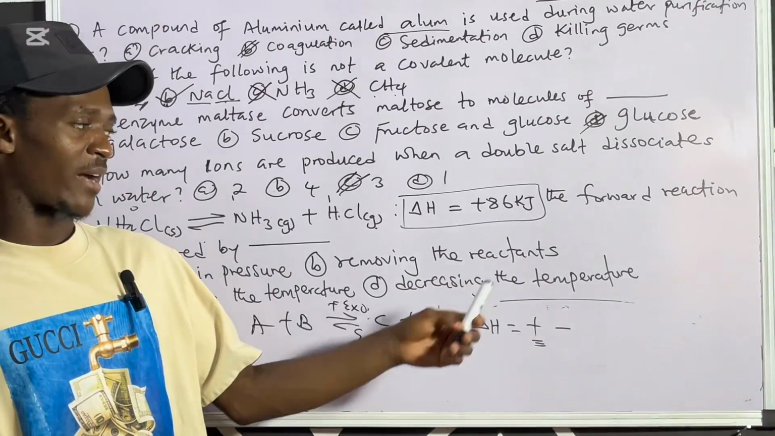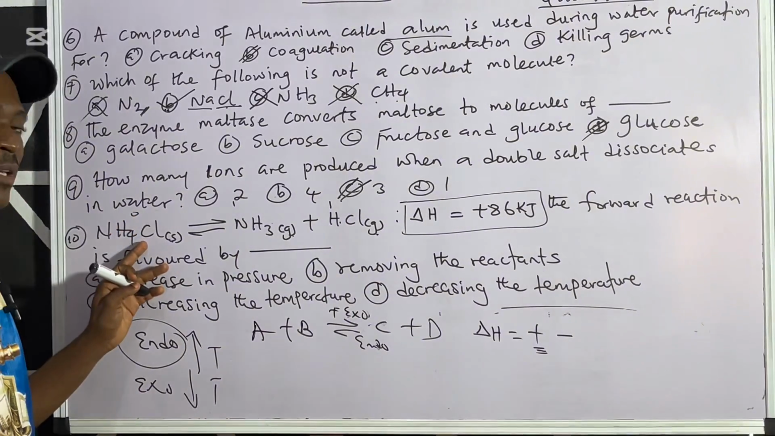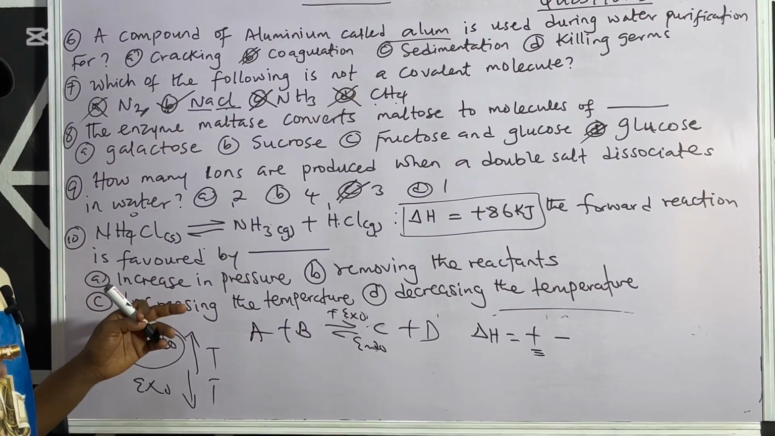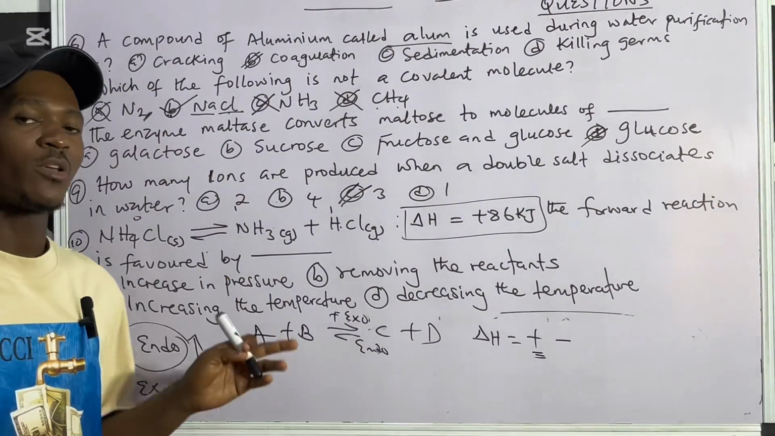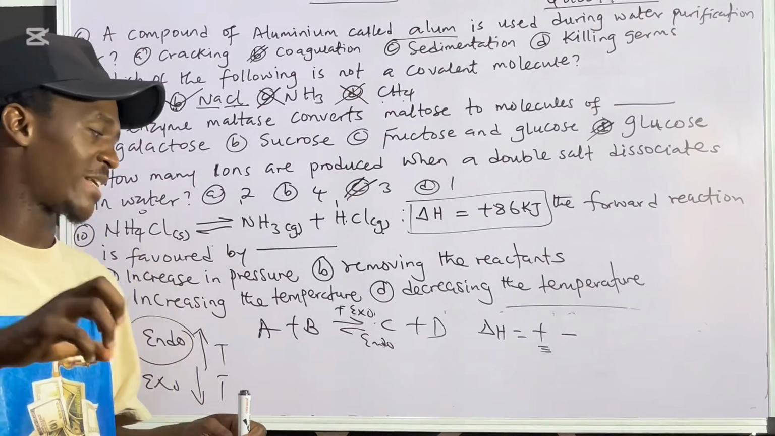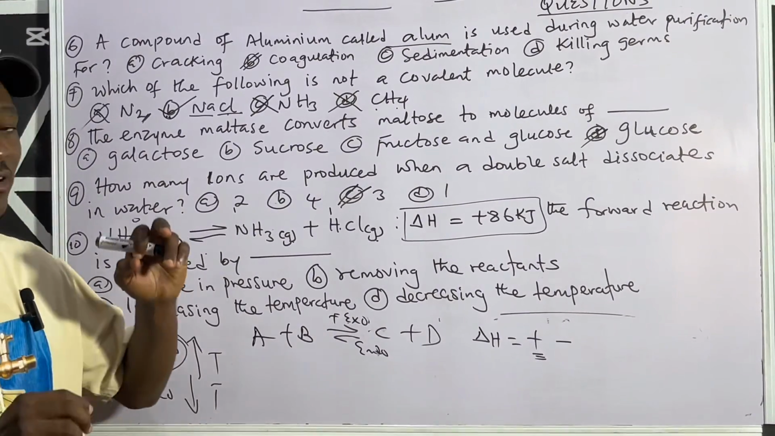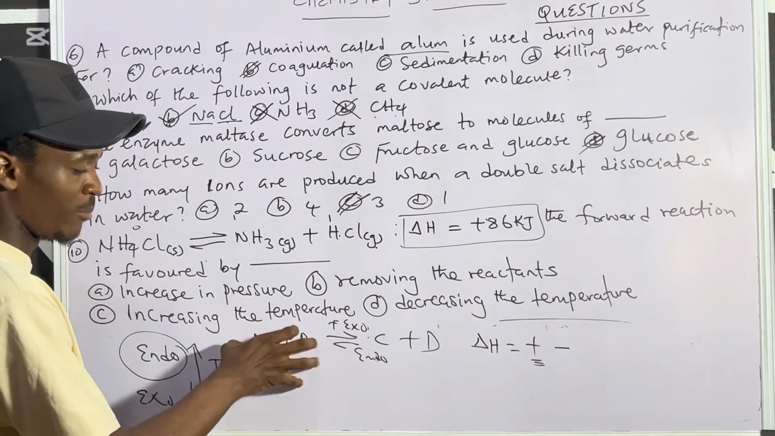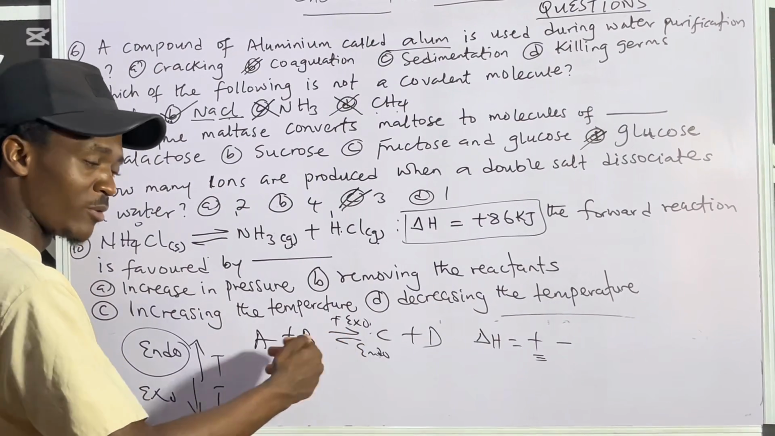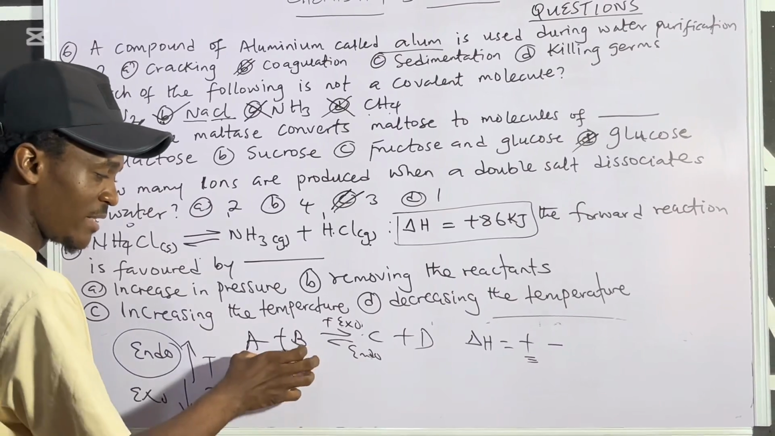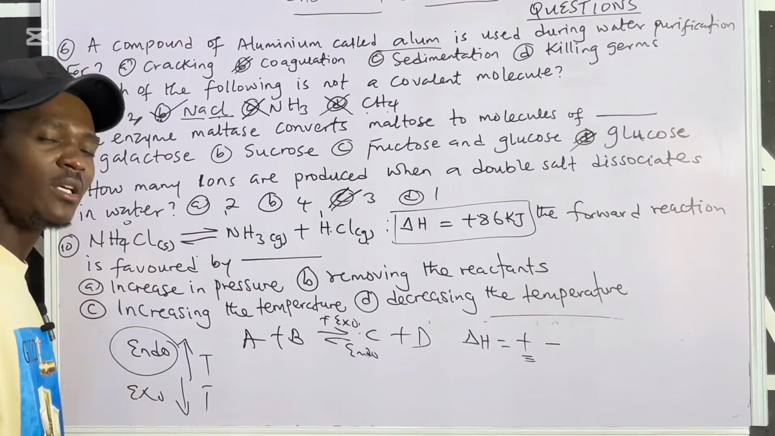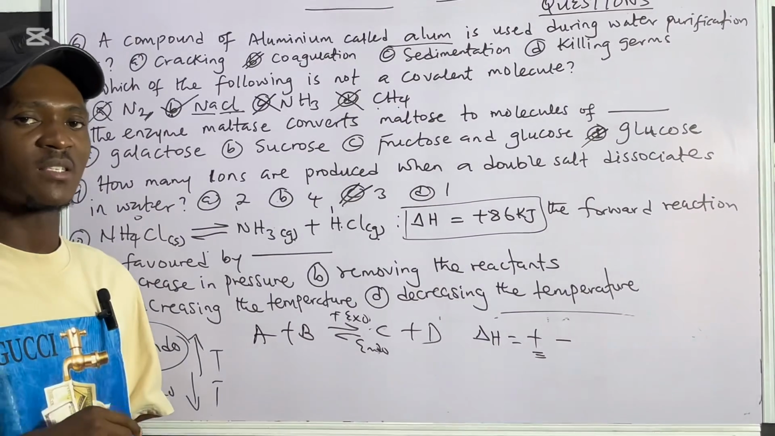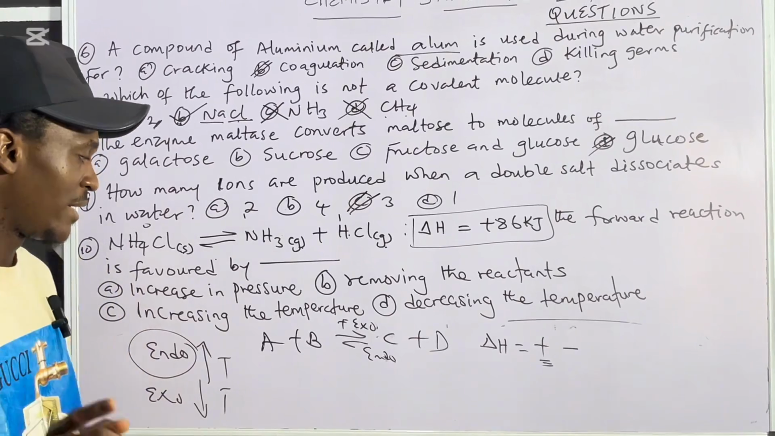Then removing the reactant. What's the reactant here? This guy. And one thing about effects of change in reactants is this: when you remove reactant from a particular side of a reaction, it favors that same side of the reaction. What does that mean? Let's just assume that we are removing from A and B. It should favor the backward reaction. If we are increasing A and B, it should favor the forward reaction. I would want you guys to watch that video lesson I made on chemical equilibrium.